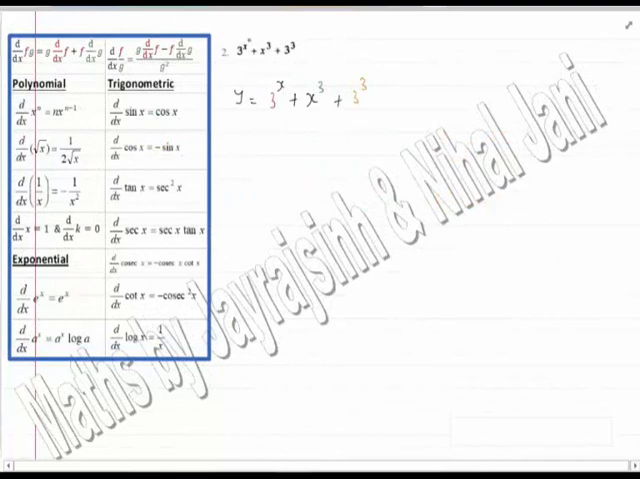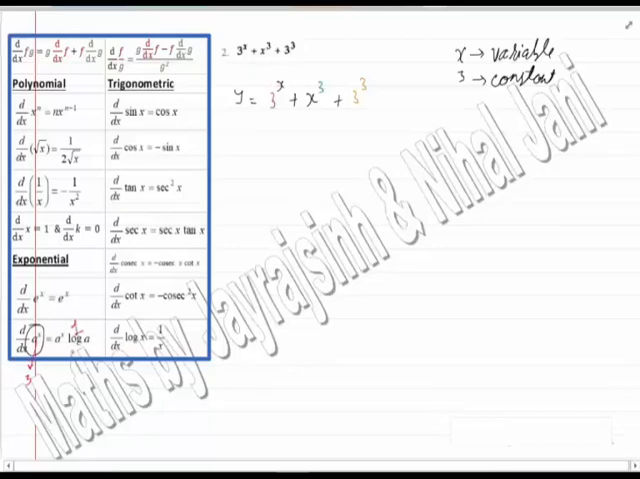Let's quickly move to question number 2. We have y is equal to 3 raised to x plus x cubed plus 3 raised to 3. Here, you have to focus on the position of x. Basically, x is your variable and 3 is your constant. So the first term is constant raised to variable. In this kind of case, we have to use the formula of a raised to x, where our a is 3. So to differentiate the first term, we will use the differentiation of a raised to x.